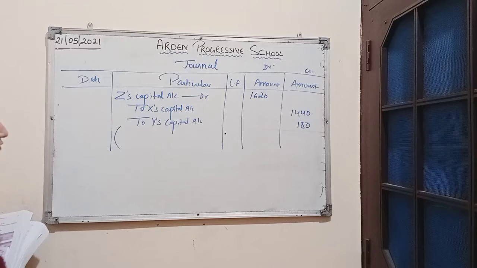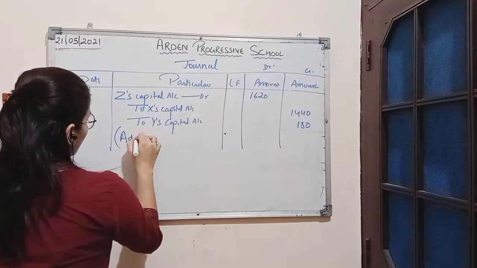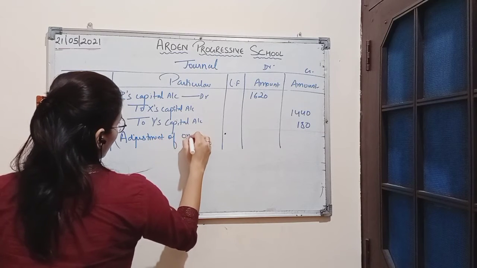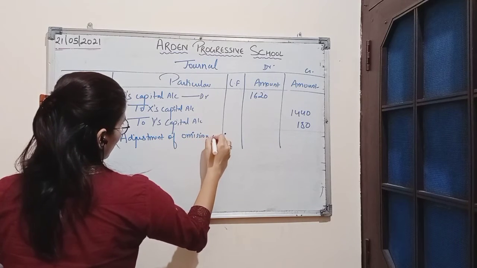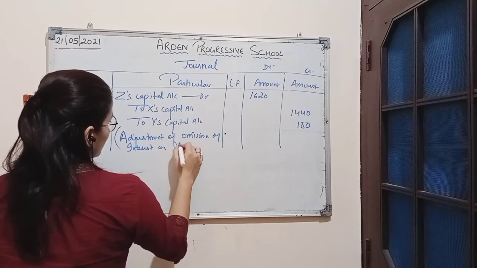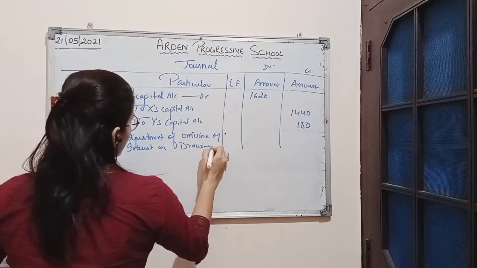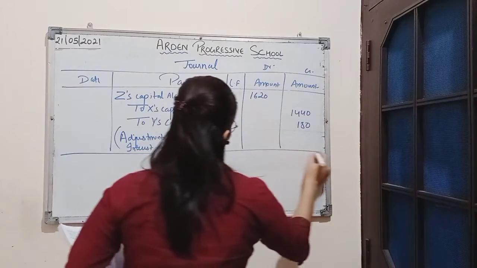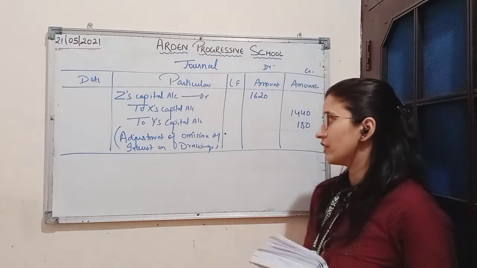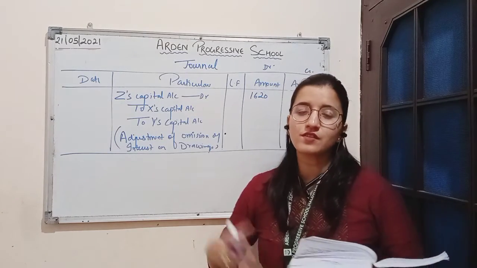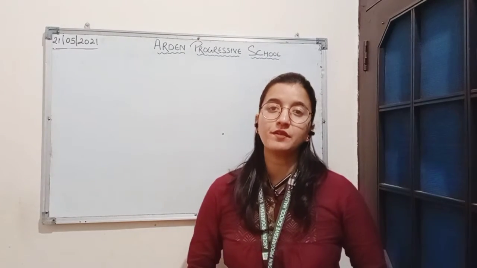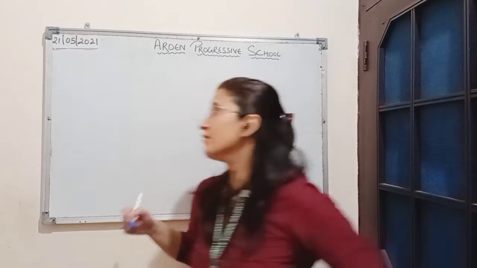And here the narration will be adjustment of omission of interest on drawings. So this is the adjustment entry which will rectify the error of omission of interest on drawing. So this is how the question based on such error is solved. So now we will be solving another question based on the comprehensive error.